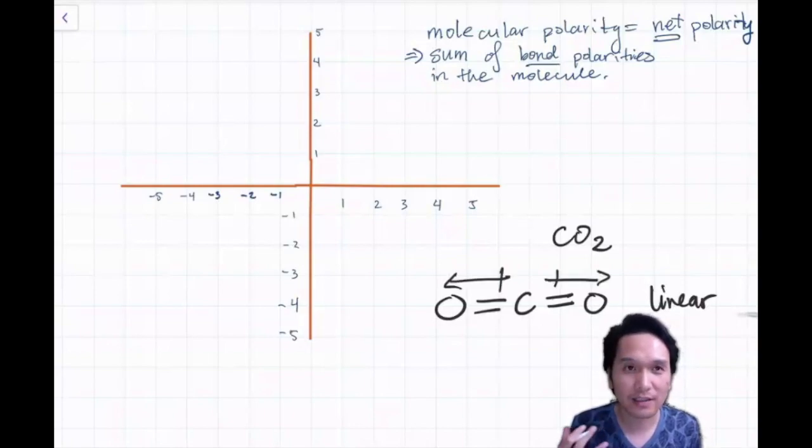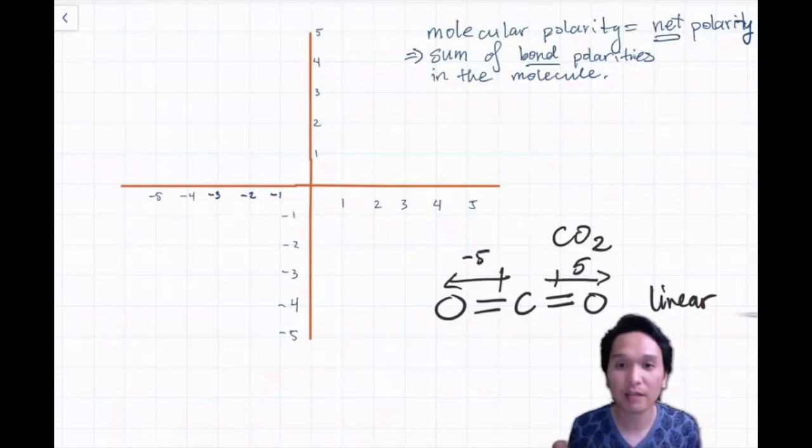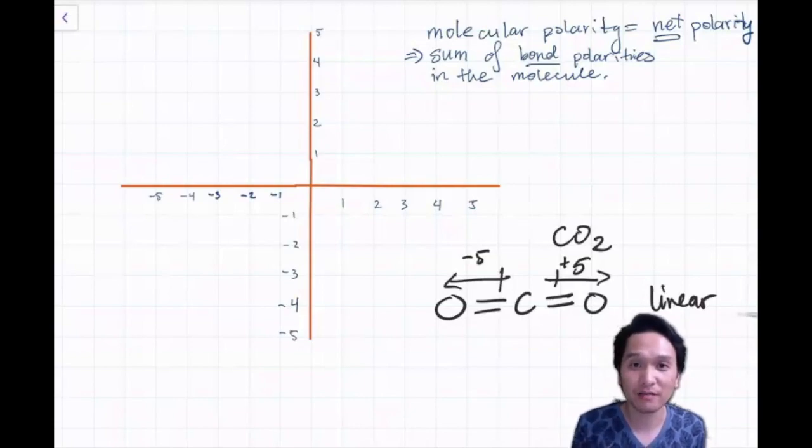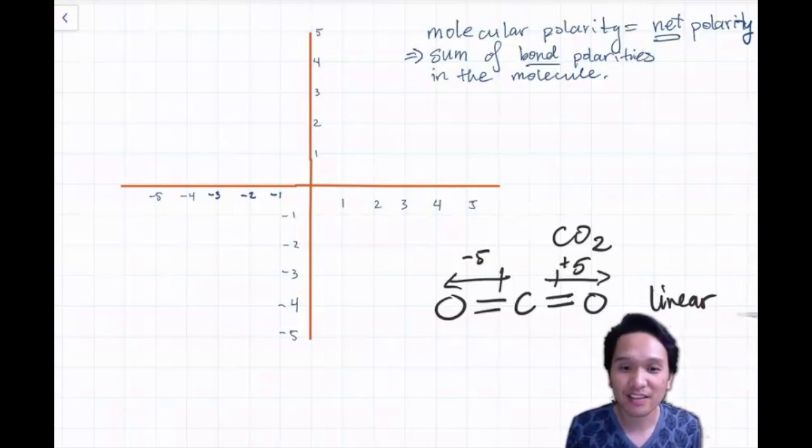So let's just assign a value to this polarity. I'm just making up a number. Let's say 5. If going to the right is positive 5, then going to the left would be the opposite, right? Negative 5. So again, we're trying to think of this in a mathematical way, so we need these positives and these negatives. Let's add these up together. What's 5 plus negative 5? 0. So the net polarity of CO2 is 0, therefore we call it nonpolar.